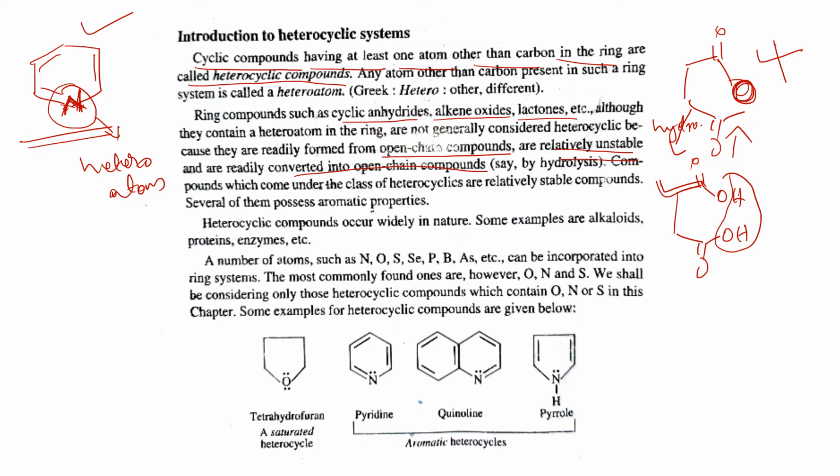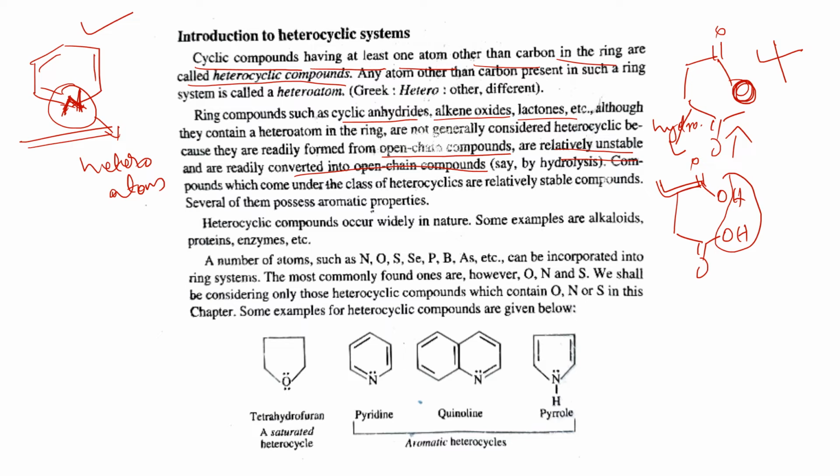അപ്പോൾ ഹെറ്ററോസൈക്ലിക് സിസ്റ്റം ആകണമെങ്കിൽ നമ്മൾ ഫസ്റ്റ് പറഞ്ഞ രണ്ട് കണ്ടീഷൻ, സൈക്ലിക് ആയിരിക്കണം, there should be at least one heteroatom. പക്ഷേ there is one more point, that is the third point. ഈ രണ്ട് കണ്ടീഷൻ മാത്രം ഒബേ ചെയ്താൽ പോരാ. There is one more condition, that is the compound should be stable, which cannot be converted into the open chain compounds.